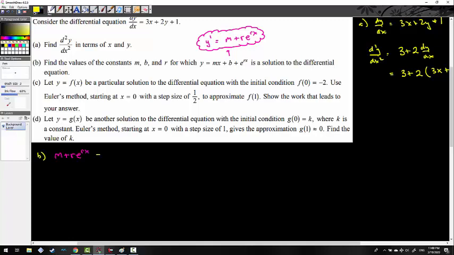And that's going to be equal to 3x plus 2, not y anymore, because y is actually a defined thing. It's this guy, and I've highlighted him in the wrong color here. So I can say 2 times mx plus b plus e to the rx power, and then a plus 1 on the outside. From here, I'm going to just distribute like I normally do.